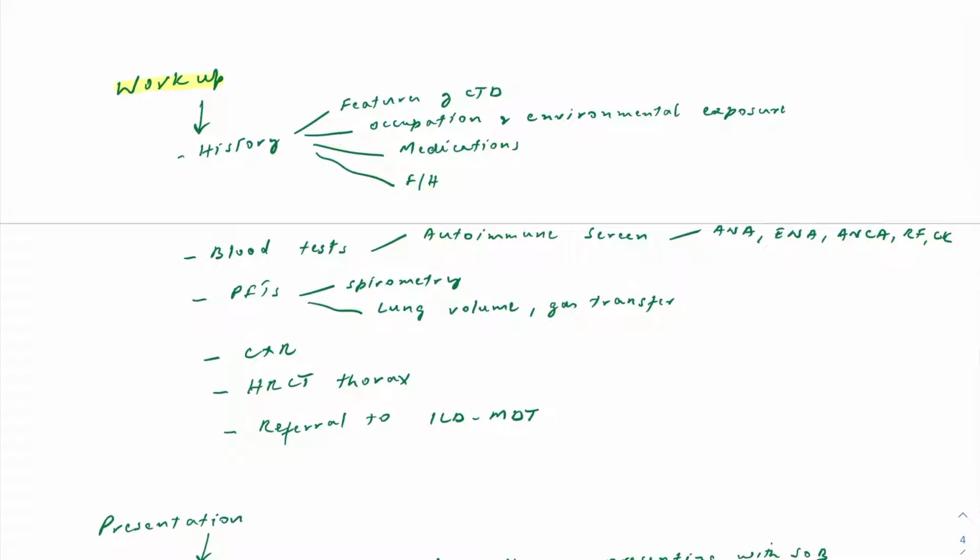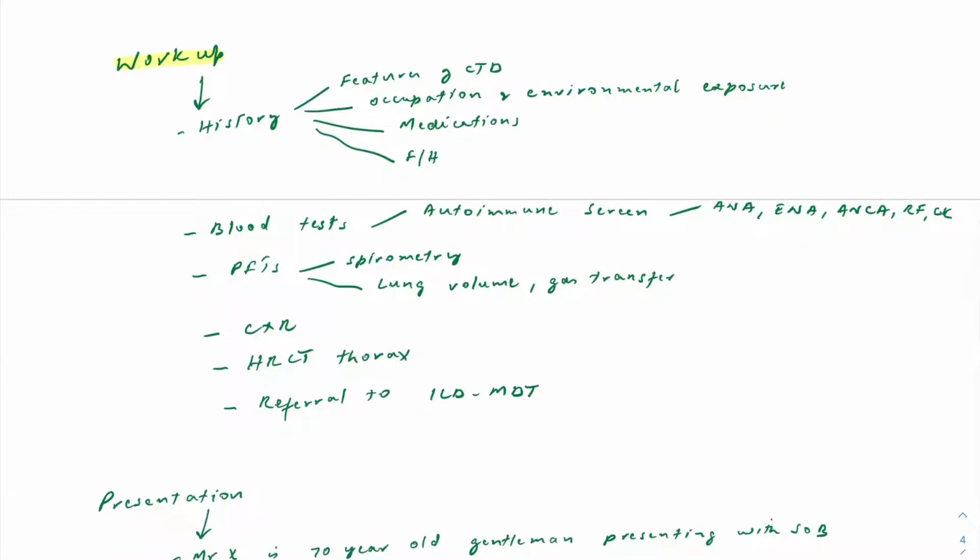After the history, we want to do some blood tests. So we'd like to do the autoimmune screen. We want to do ANA, ENA, ANCA, rheumatoid factor and CK.